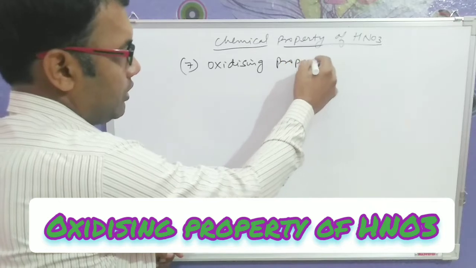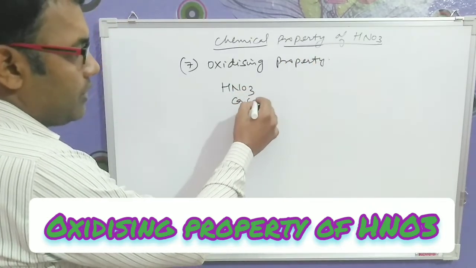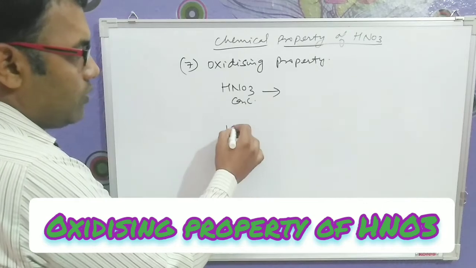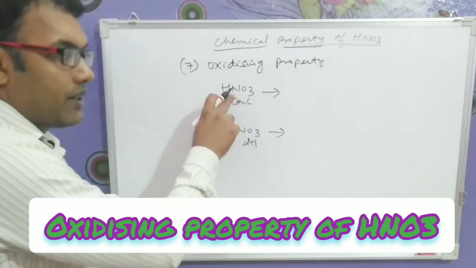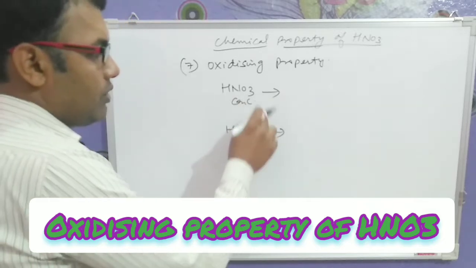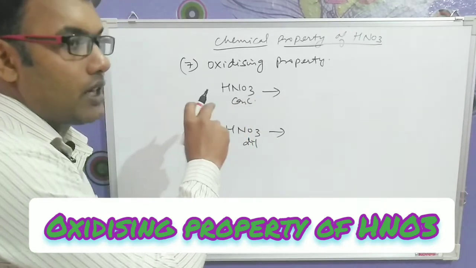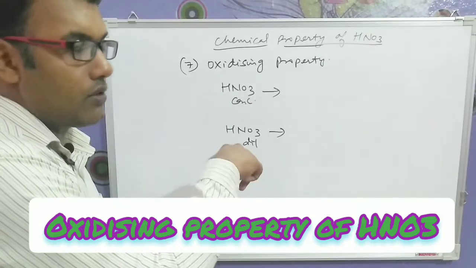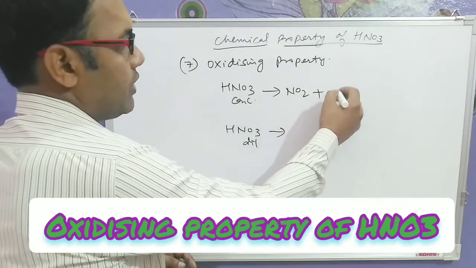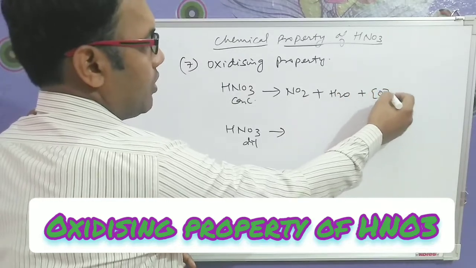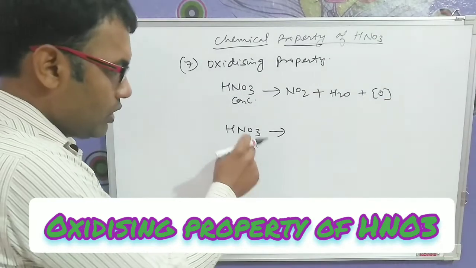Oxidizing property. Now see here, we consider concentrated nitric acid and dilute nitric acid. When concentrated nitric acid decomposes, more of the acid is there and less water is present. So this will decompose into nitrogen dioxide, water and nascent oxygen. But if dilute is there, that means the acid is less and water is more. So what do we do?